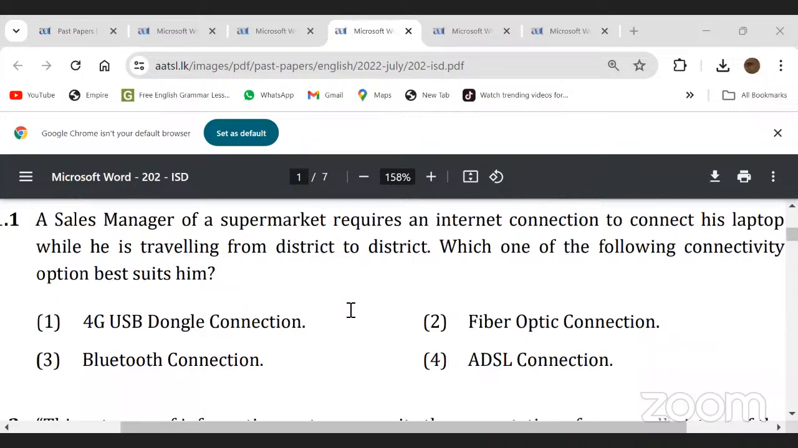4G USB dongle connection means that is 4G. We can insert a 4G SIM, and there is a USB dongle connection, which means this is HSPA. In your study text, we have discussed this as HSPA. HSPA stands for high speed packet access. That is a mobile internet connection. You can directly connect to the laptop. And then fiber optic connections, Bluetooth connections, ADSL connections. Now, if you consider the 4G USB dongle connection, that is mobile data. You can bring that here and there.